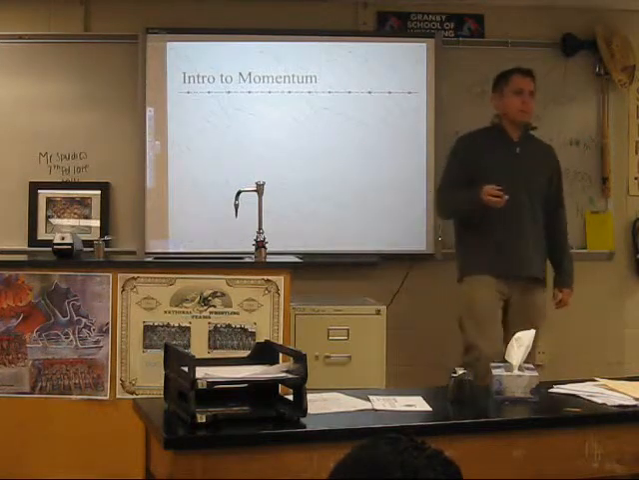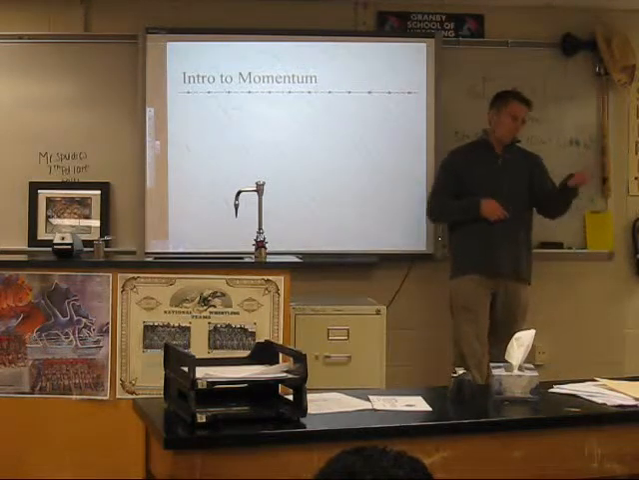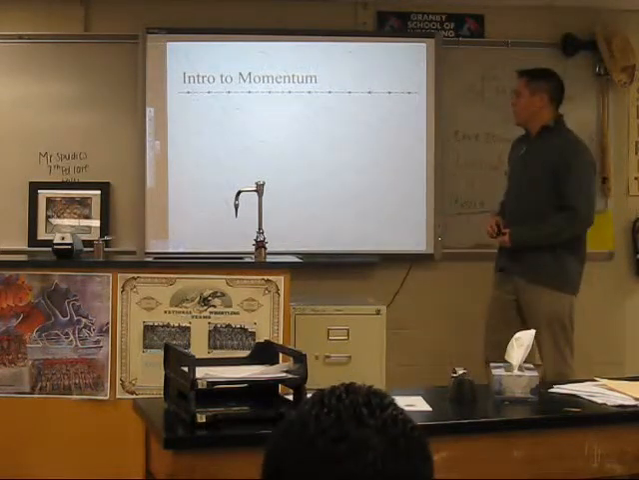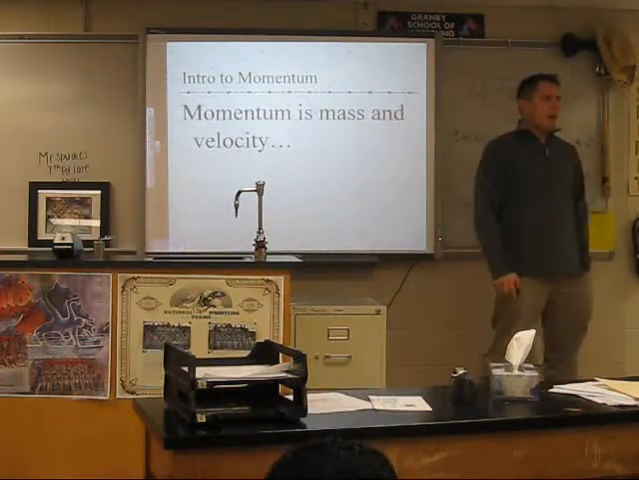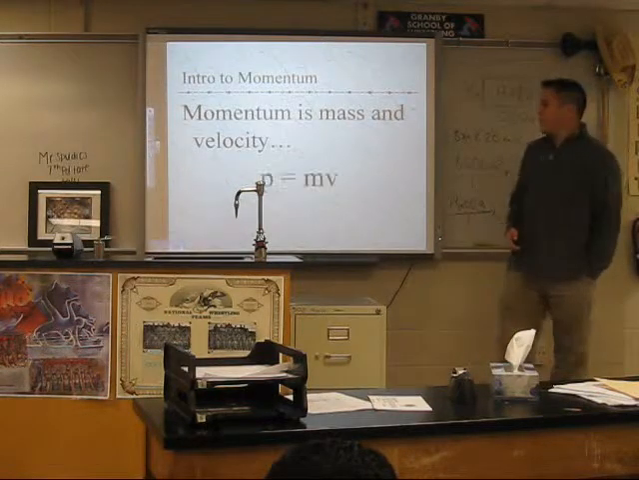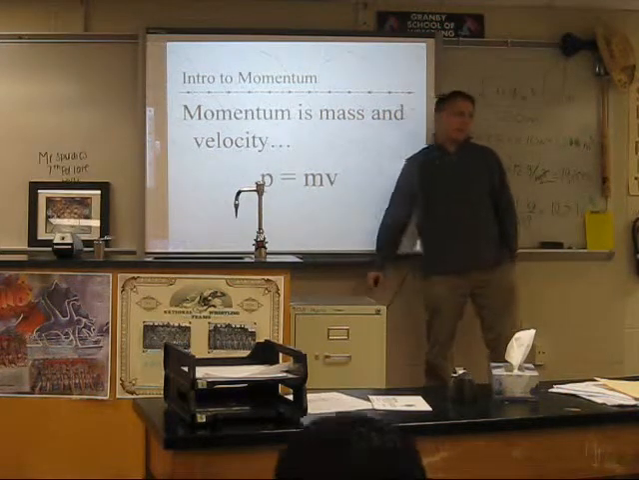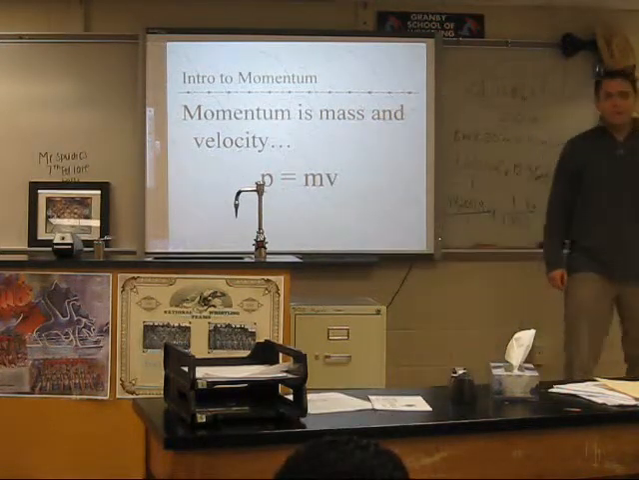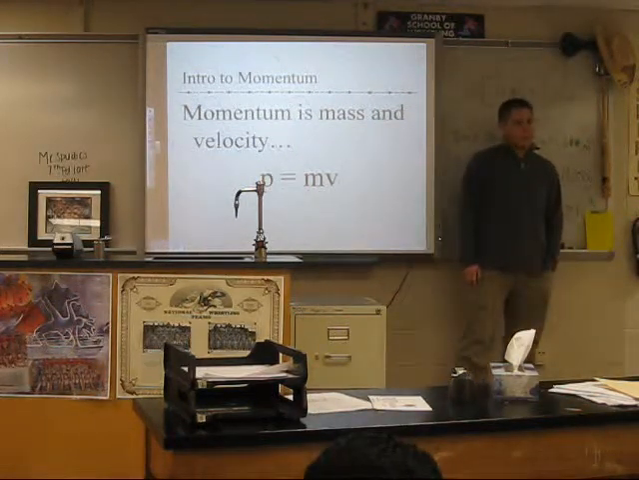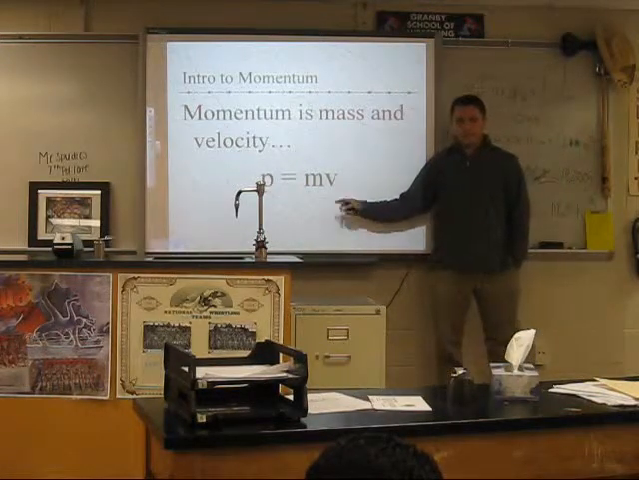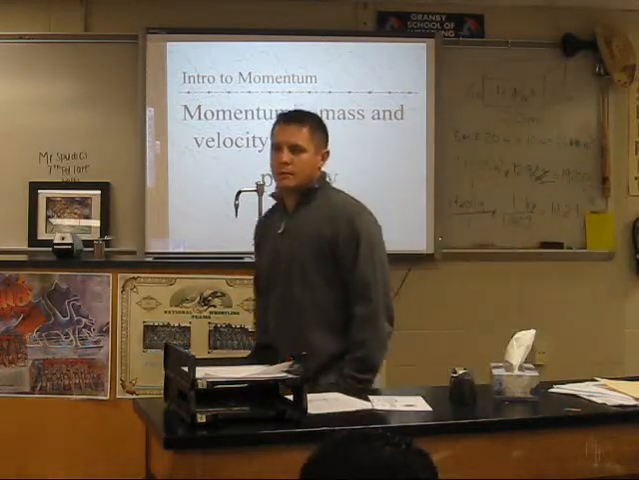Alright. We're talking about momentum today. Momentum is just mass and velocity multiplied together. So the formula for momentum will be P. P stands for momentum. P equals m times v, mass times velocity. So you'll always multiply. P equals mv. Momentum equals mass times velocity.